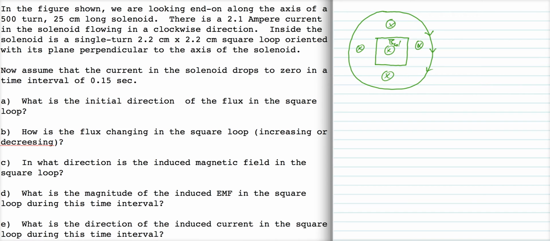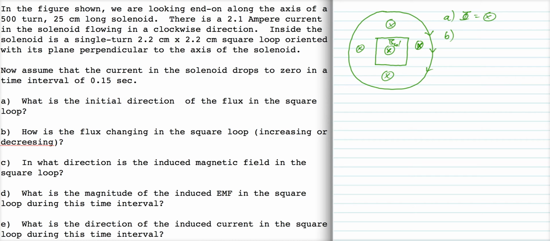So for part A, it asks, what is the initial direction of the flux through the square loop? Well, using the right-hand rule, if the magnetic flux is into the page due to the solenoid, it's into the page inside the loop.